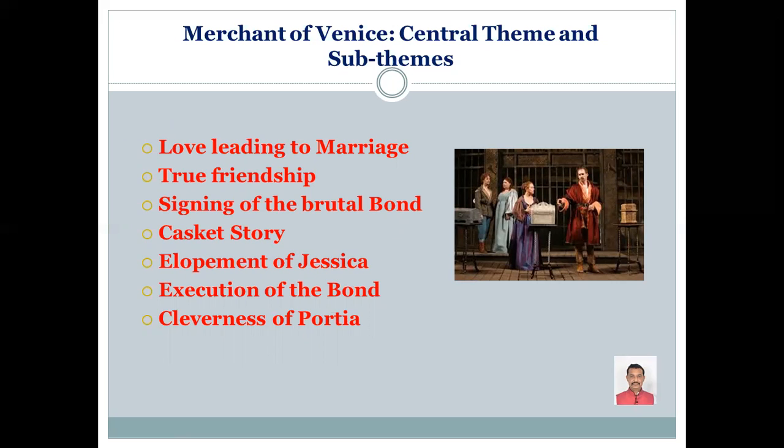Then another theme is the signing of the brutal bond between Antonio and Shylock. Because of his friend Bassanio, Antonio borrows money from Shylock. He takes a loan from Shylock of 3,000 ducats, and because of that he signs the brutal bond. And according to that bond, Antonio is borrowing 3,000 ducats from Shylock as a loan, and for that he does not have to pay any interest. But if Antonio fails to repay the loan amount within the stipulated time, in that case Shylock will be entitled to cut 1 pound of flesh from the body of Antonio.